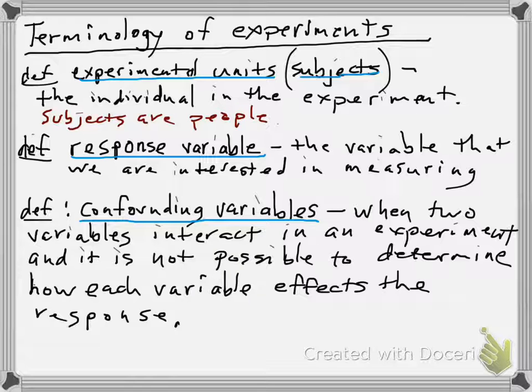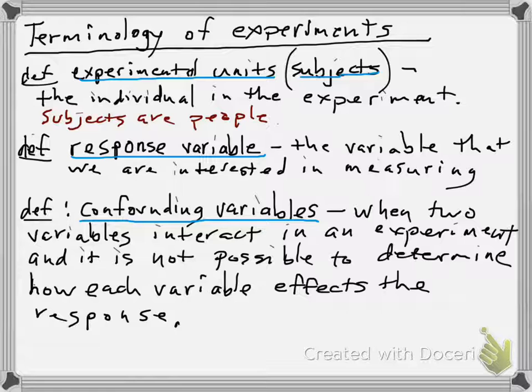The response variable. This is the variable that we're actually interested in measuring. So we'll get to that example in just a minute. But maybe I'm trying to see, will my car go faster with this tire or this brand tire? Well, at that point, the individual is my car, and the response variable, I'm measuring time, or speed in some way.